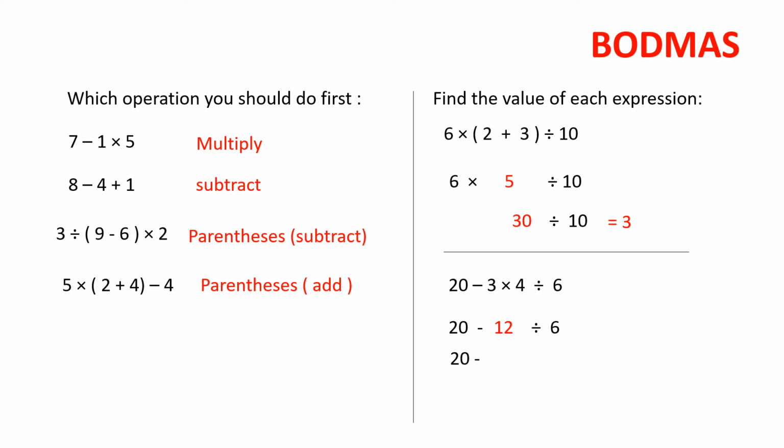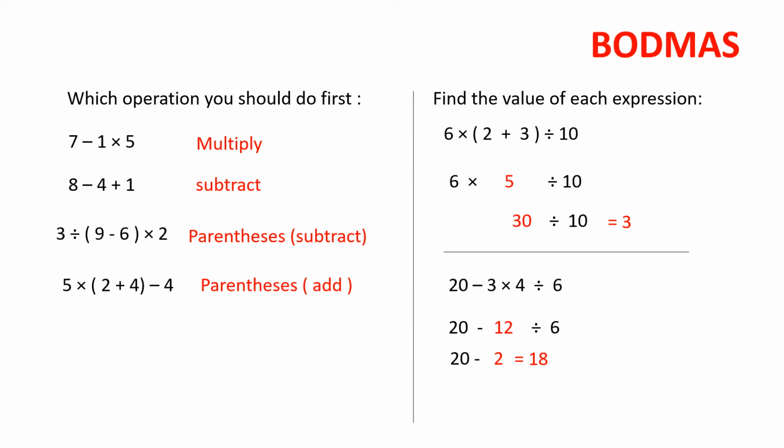So what about 20? 20, keep it down as it is. Then minus, also keep it down as it is. Then 12 divided by 6, of course, equals 2. And finally, subtract 20 and 2, which equals 18. So the value of the expression is going to be 18.